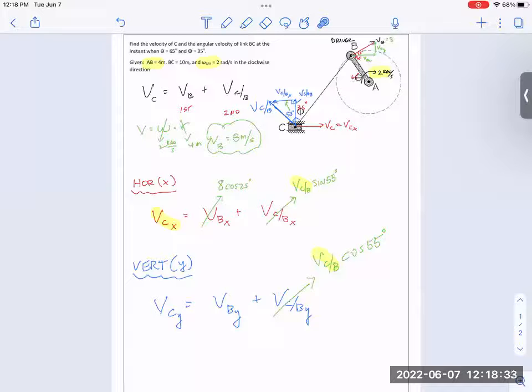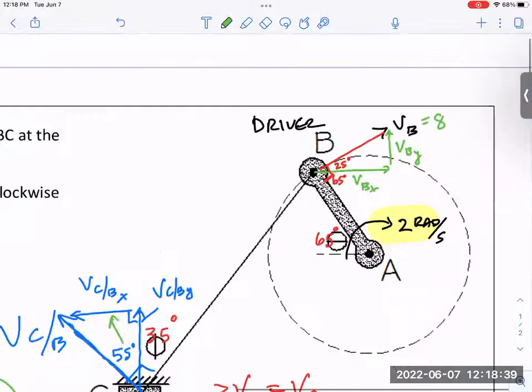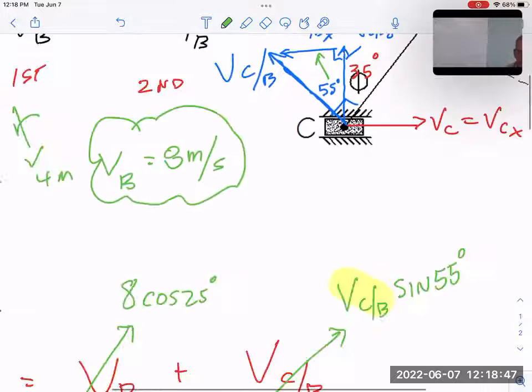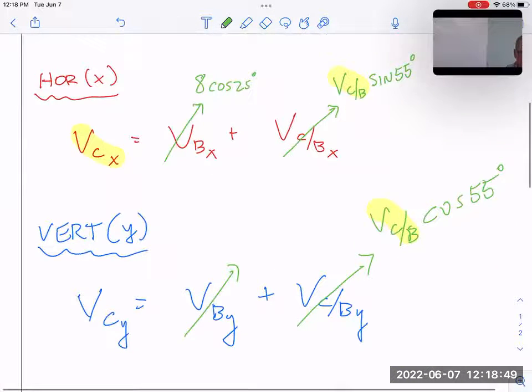What about the velocity of B in the Y direction? Well, from our figure up here, what's the velocity of B in the Y direction? That's 8, but multiplied by the sine of 25, because velocity of B in Y is across from 25, that's the sine. So just like in the previous problem, we did 8 cosine of 25, this is going to be 8 sine of 25. So at least that's a number.